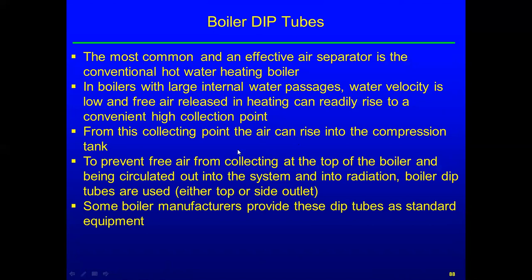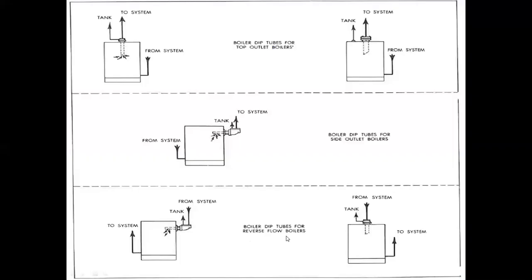To prevent free air from collecting at the top of the boiler and being circulated out in the system into the coils, which is what they mean by radiation, boiler dip tubes are used either on the top or the side, and some boiler manufacturers provide these as standard equipment.